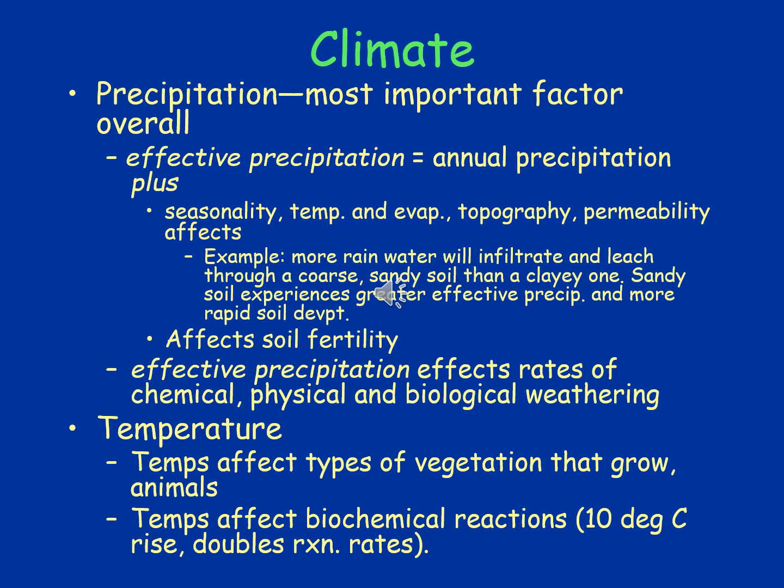Biochemical reactions, just as a side note, temperature changes those. For every 10 degrees Celsius rise in temperature, the biochemical reaction rates double. So it can affect growth rates of plants, which affects biological weathering, and it can also affect chemical reactions not related to living things and speed those up.